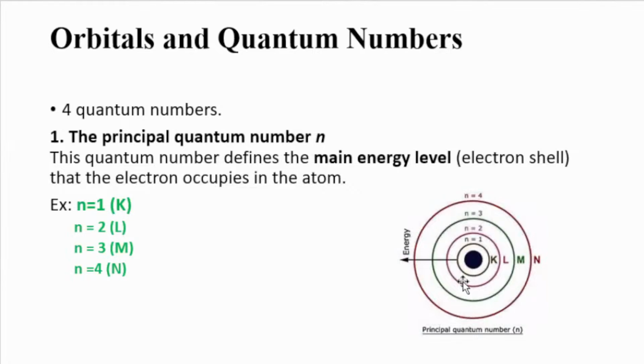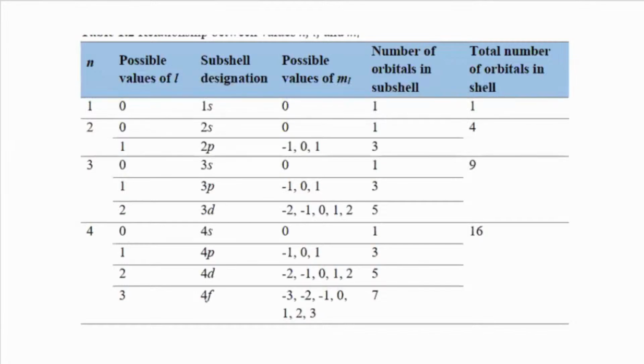Remember that. So for the first energy level, the maximum number of electrons that can be occupied is 2. For the second energy level it's 8. For the third energy level it's 18, and for the fourth energy level it's 32. So, okay, for the first energy level I already told you the maximum number of electrons that can be occupied is 2.